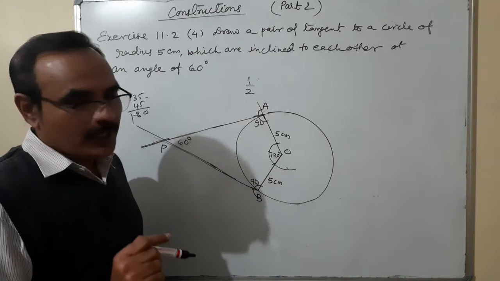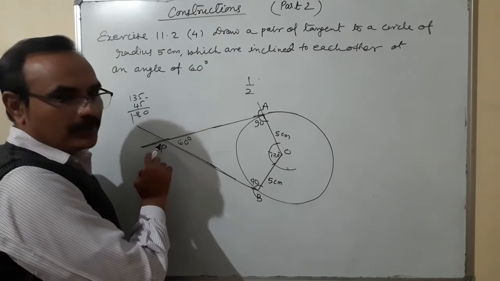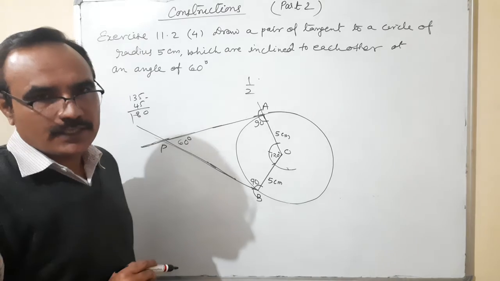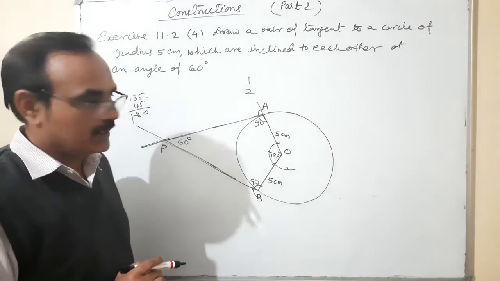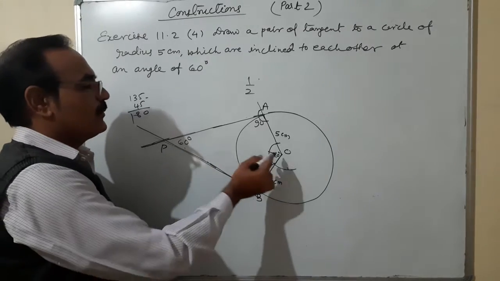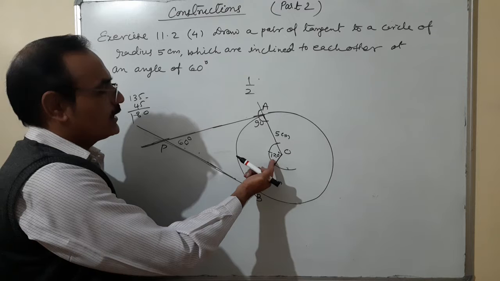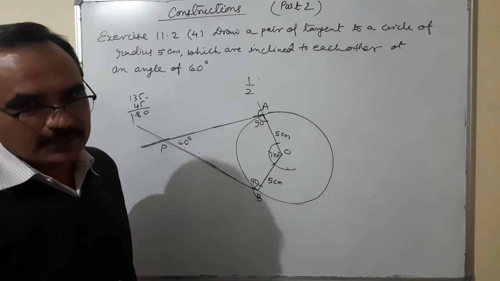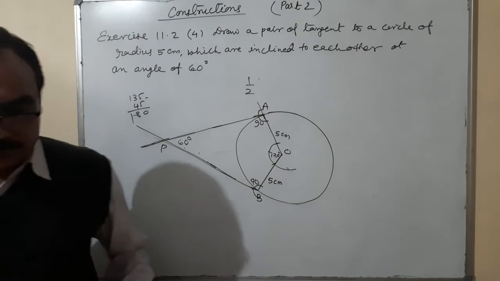Okay. The point where both the tangents are intersecting is a point P, and this point P is making an angle of 60 degree. That means both the tangents are inclined to each other at an angle of 60 degree. Why is it 60 degree? Because the sum of these two angles is equal to 180 degree. So one angle is 120. Already we have made it here. So the remaining angle, this is 60 degree. Okay. So that is question number 4.